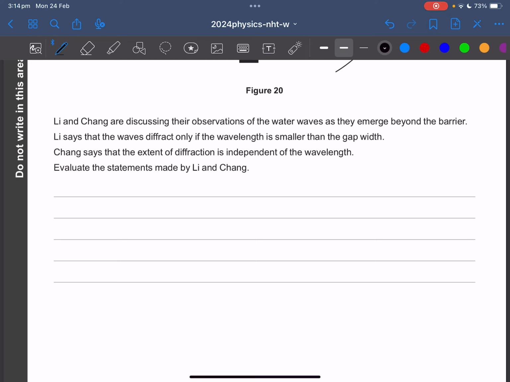Well, both of them are basically wrong. Li is incorrect because diffraction will occur regardless of the gap width. The extent will be different depending on other factors, which I'll discuss now. Chang says that the extent of diffraction is independent of the wavelength. No, as I said, diffraction will occur, but it also depends on the wavelength. Okay, so let me just write this down. So both Li and Chang are incorrect.